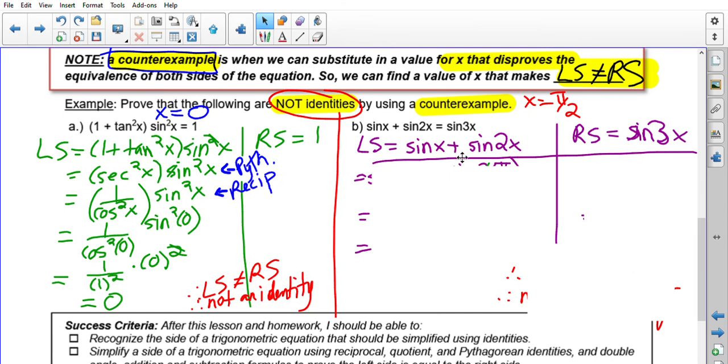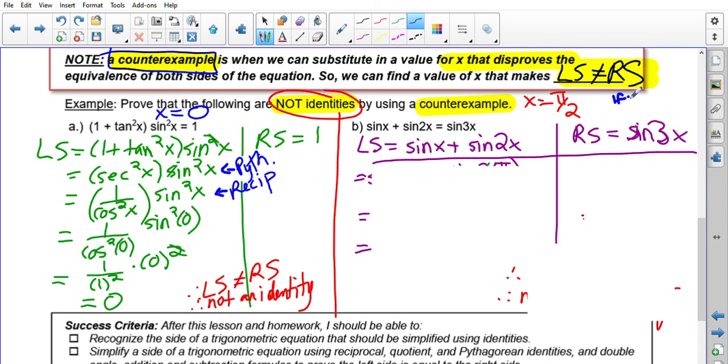All right, and part B. It says sine x plus sine 2x equals sine 3x. Remember, these are not like terms. They cannot be combined together. This one has a k-value of 1, that one has a k-value of 2, and that one is 3. A lot of times students will say, Miss, let's plug in x equals 0 again for this one. I want you to visualize why x equals 0 will not be a good counterexample. If I plugged in 0 here, 0 here, 0 here, what's going to happen?